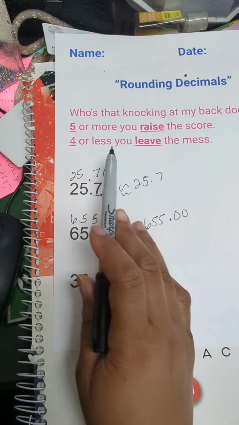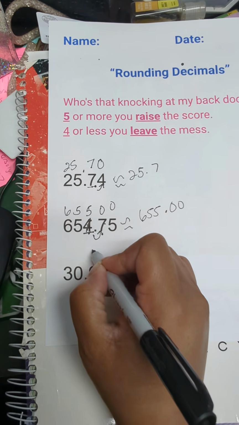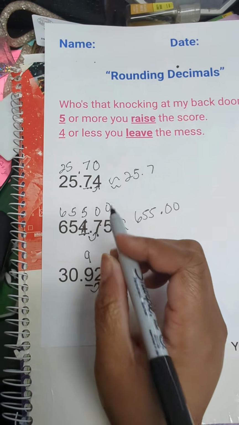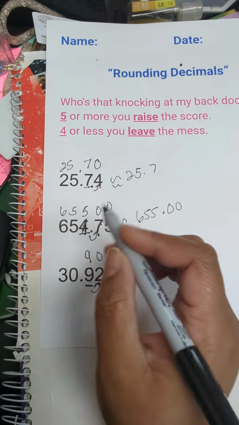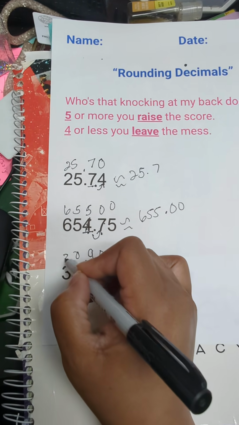It qualifies under 4 or less, so we're going to go back to our place value, leave it the same. Everything behind it becomes a 0. Everything in front of it stays the same.